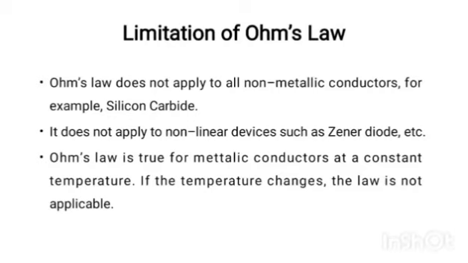And one more limitation: Ohm's law is true for metallic conductors, as we discussed earlier, only at a constant temperature. If temperature changes, the law is not applicable. These three limitations are important while following Ohm's law. Under these limitations only, Ohm's law will be applicable. So finally, Ohm's law provides the relationship between voltage, current and resistor at a constant temperature.